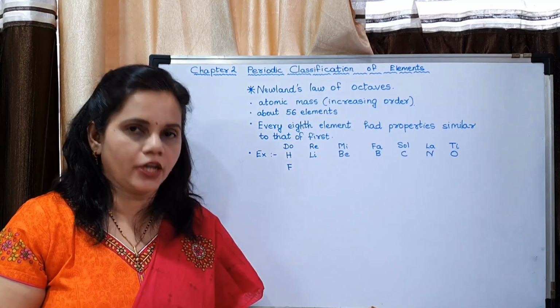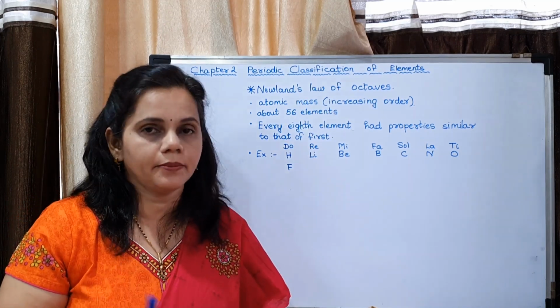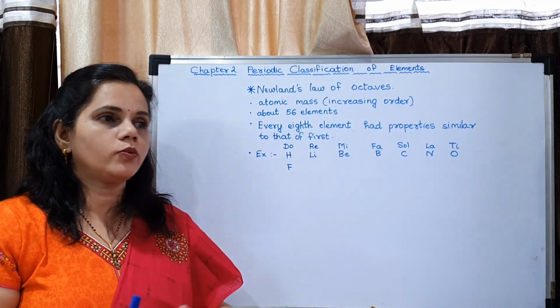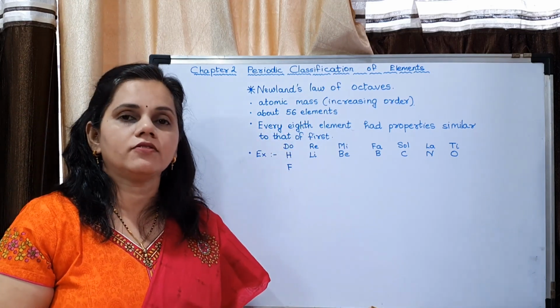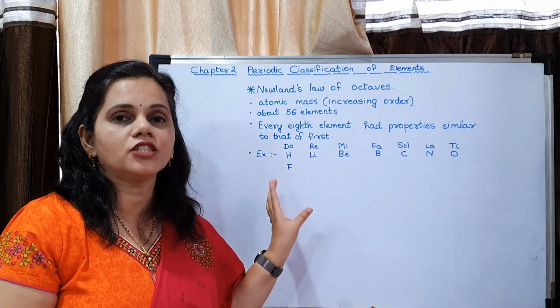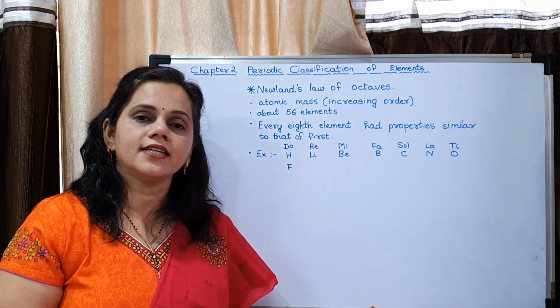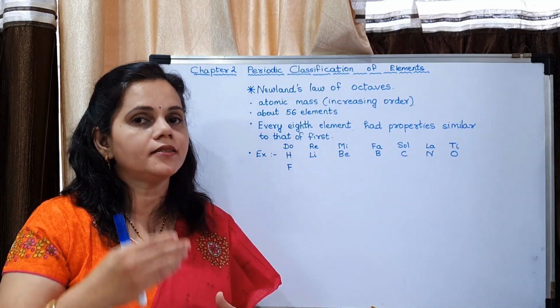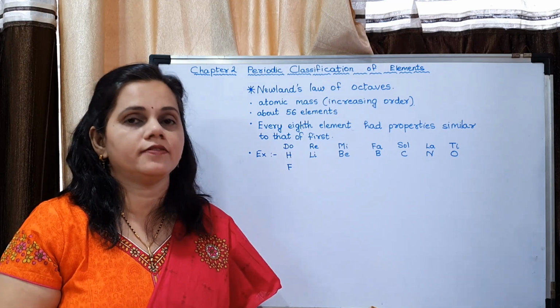This was his law. This law again had some merits and demerits. Merits means what were the good things about the law. The good thing was that he was able to arrange the elements into groups. All the elements which had similar properties were arranged in the same group. Now what were the demerits? We will see it.